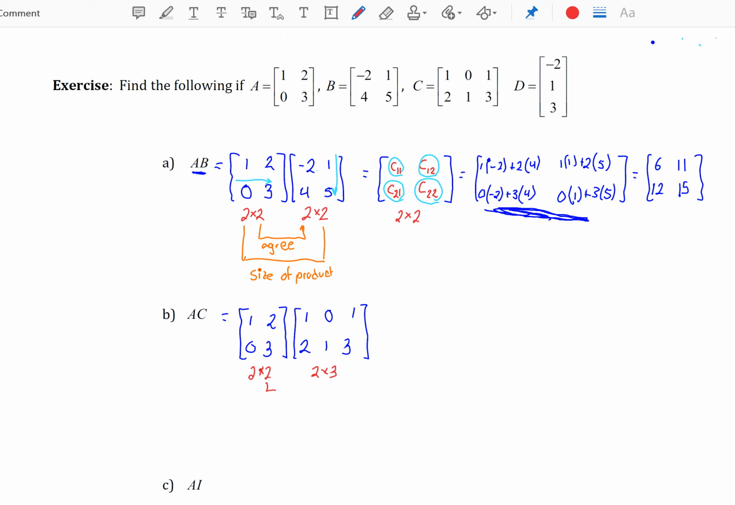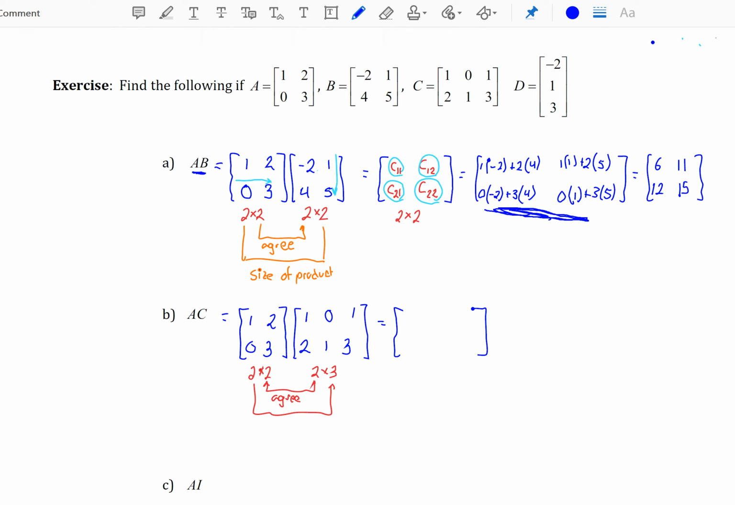And again, because the matrix inner dimensions agree, this tells me I'm allowed to do the multiplication. And the outer dimensions will tell me the size of the product. So I know when I multiply this together, I'm going to get back a 2 by 3 matrix. So 2 rows, 3 columns.